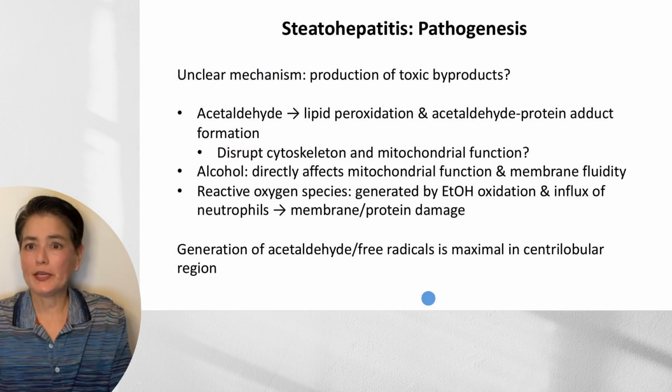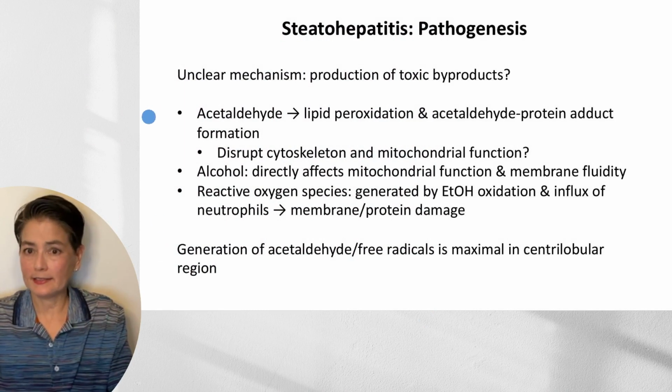Now, with progression, we can move on to steatohepatitis. Now, the mechanism is not exactly clear. It's thought this may be due to the production of toxic byproducts, such as acetaldehyde, which I mentioned earlier. What acetaldehyde can do is it can cause lipid peroxidation, as well as the formation of acetaldehyde and protein adducts. These can disrupt the cytoskeleton and impede mitochondrial function. In addition, alcohol can directly affect mitochondrial function and membrane fluidity, causing injury to hepatocytes.